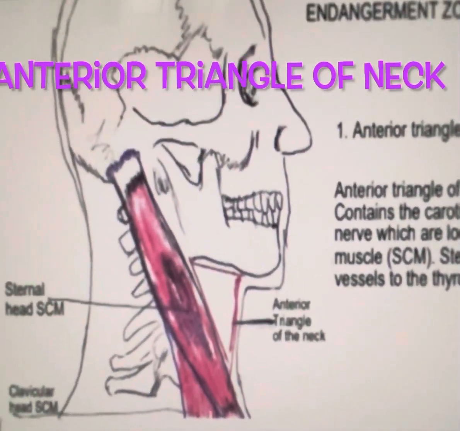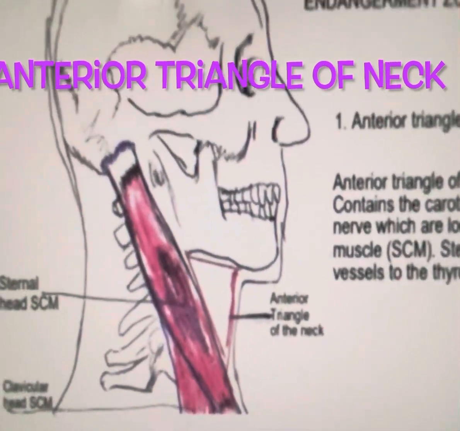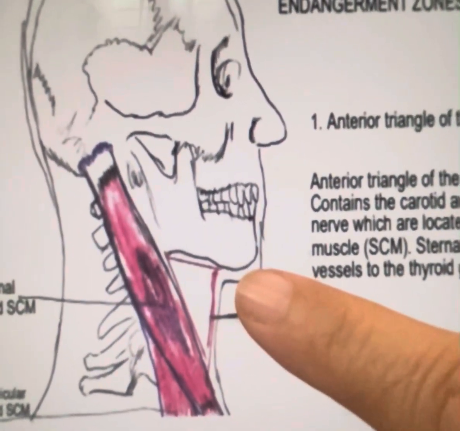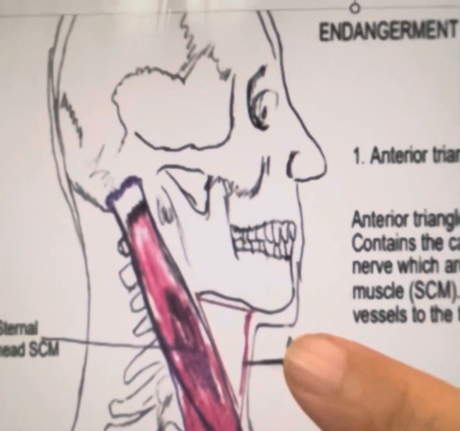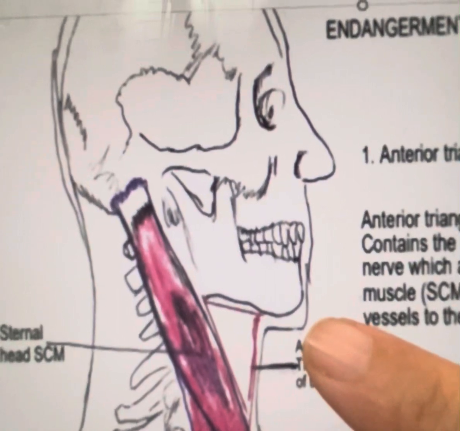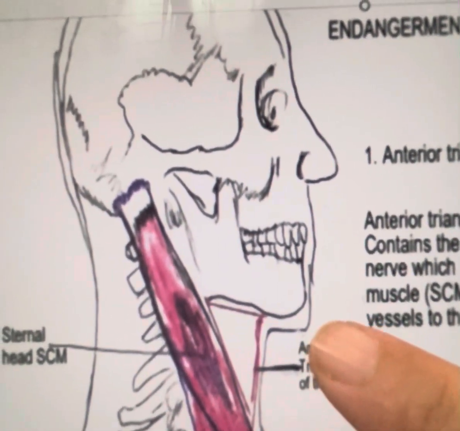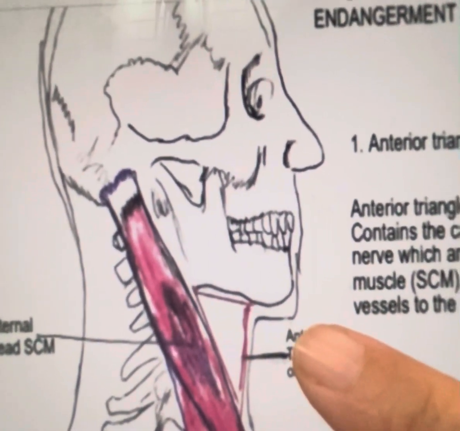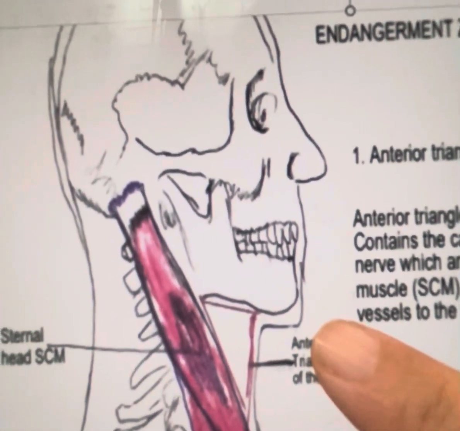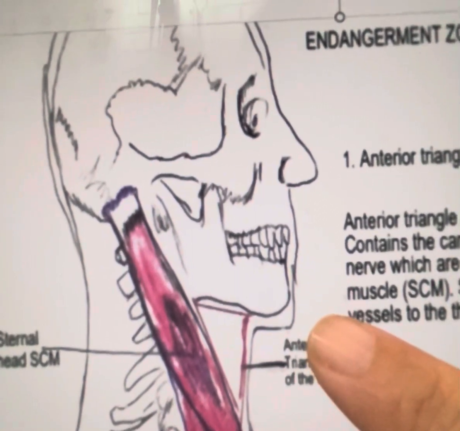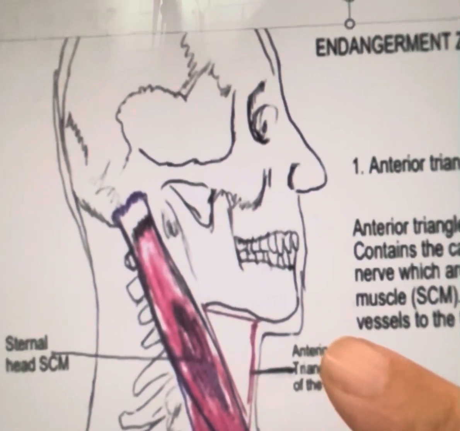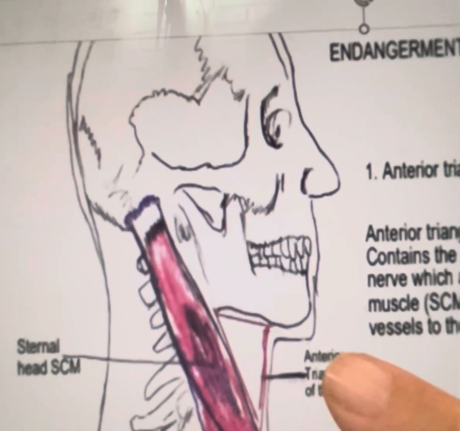The next one, the anterior triangle of the neck, also known as the throat, contains the carotid artery, jugular vein, and vagus nerve, which are located deep to the sternocleidomastoid muscle, the SCM muscle. The sternal notch area contains nerves and vessels to the thyroid gland and the vagus nerve.